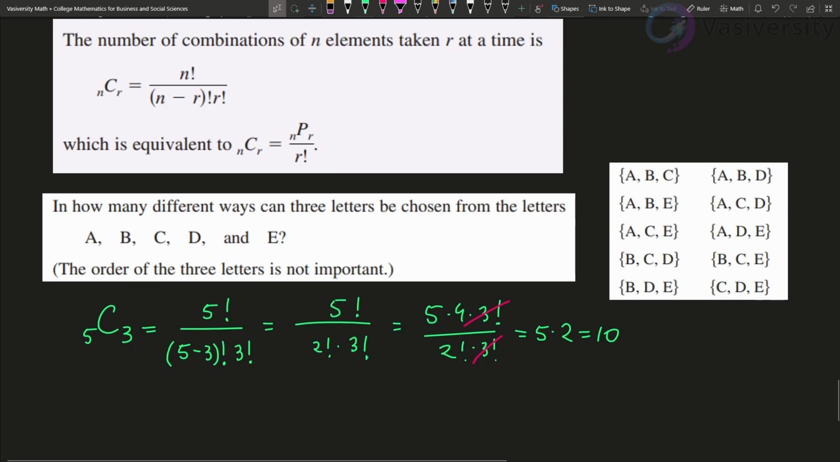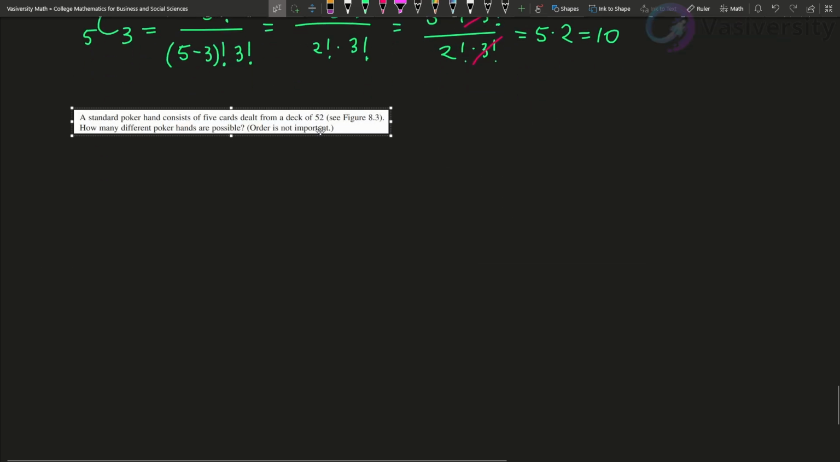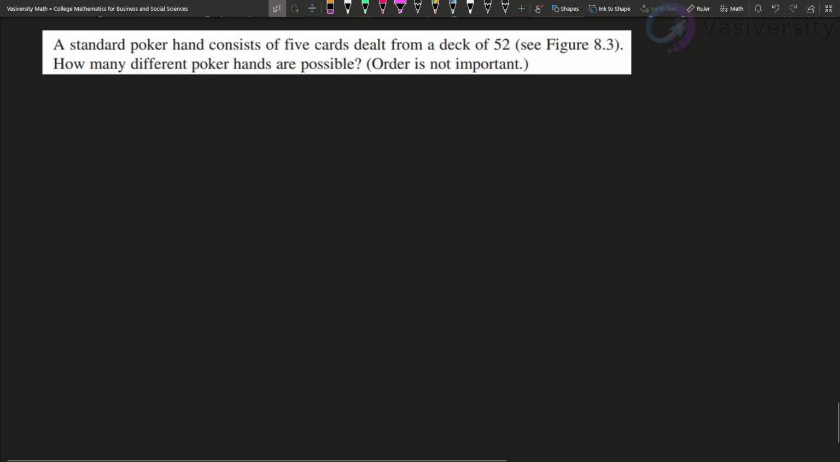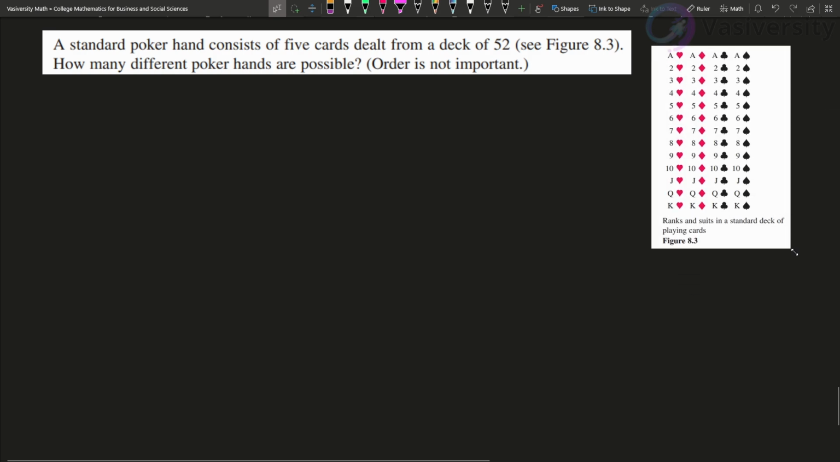Okay, perfect. As an example, a classic example of counting cards. A standard poker hand consists of 5 cards dealt from a deck of 52 cards. I'll attach a picture of it. How many different poker hands are possible? The order of them is not important. So essentially, this is the figure we're referencing. Here is a 52-card deck.